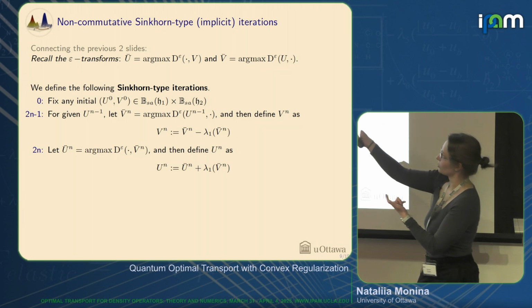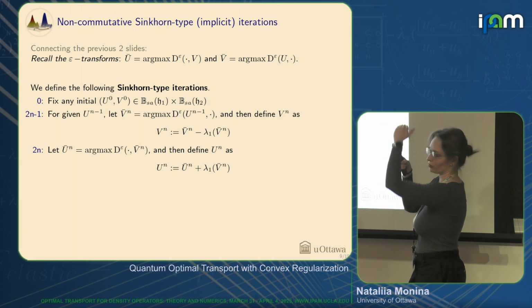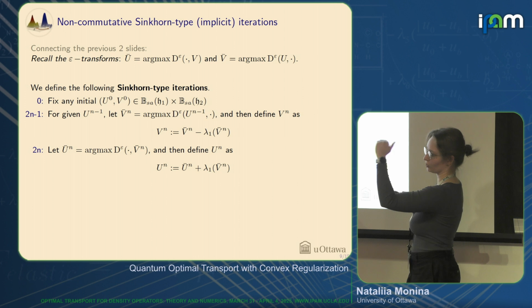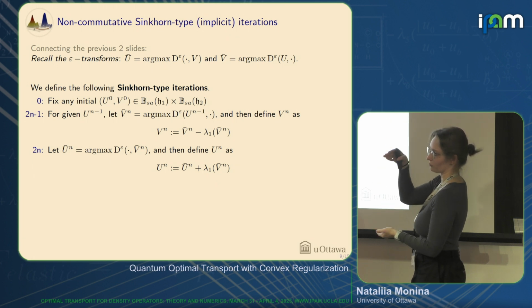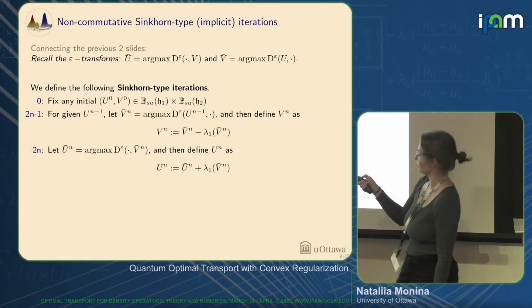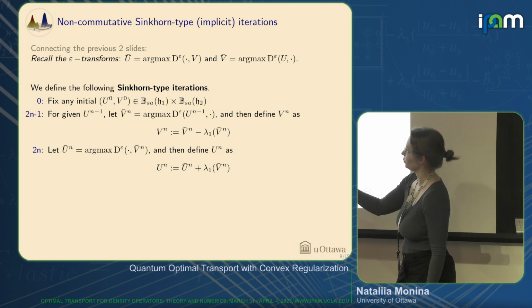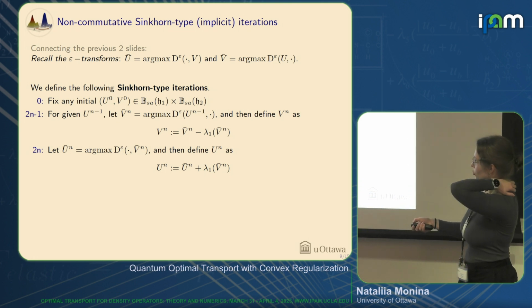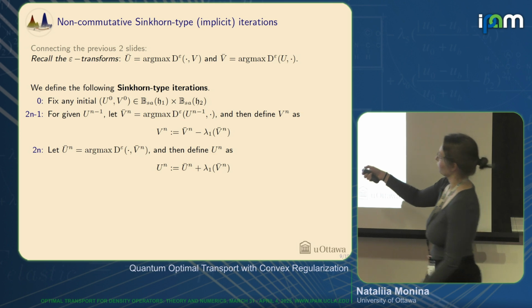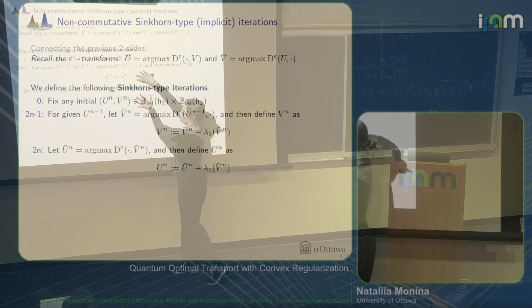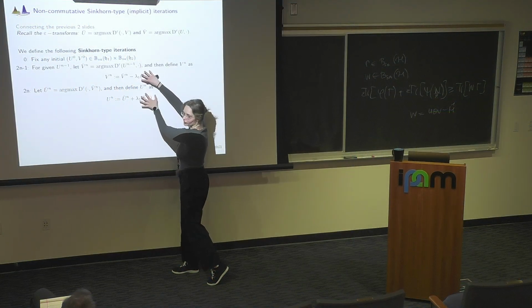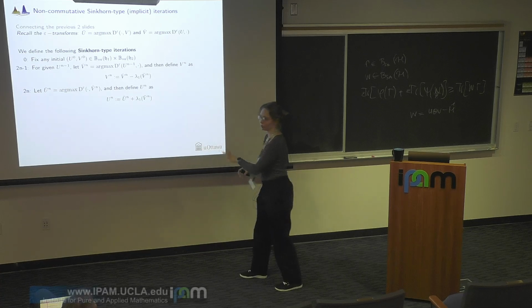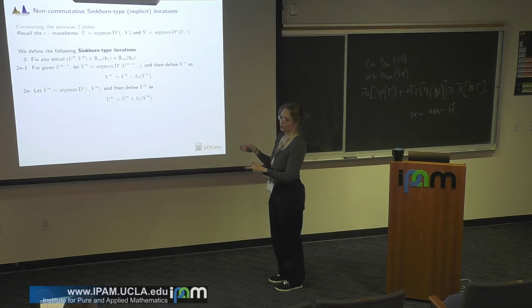And since this is argmax, it's for sure increasing the value of D along the sequence. So we have this constant from below. So we can easily bound this V_n and U_n. If we get rid of this part, and look at the classical case, these are the standard Sinkhorn iterations, because the argmax is given by this integral of the exponential.